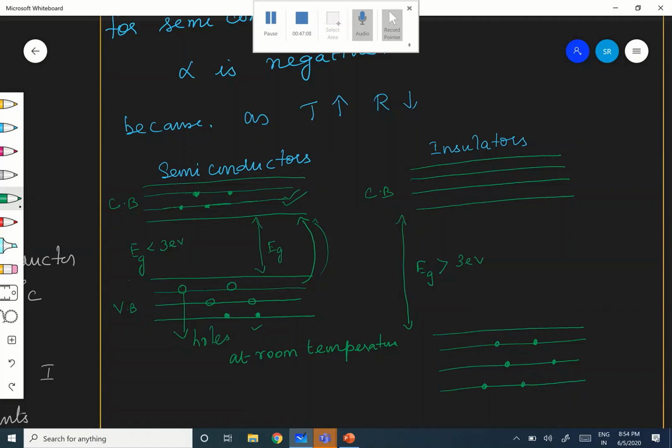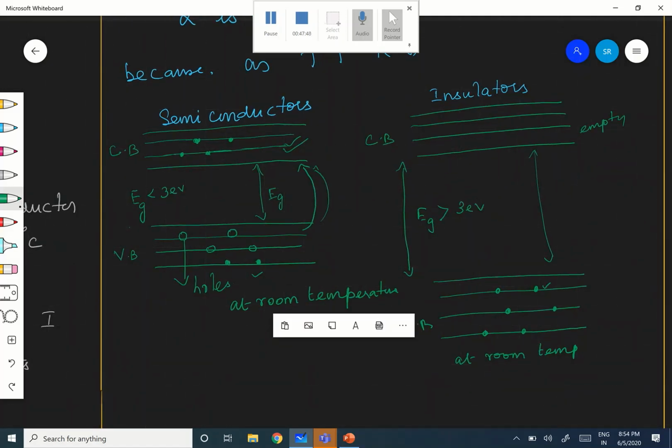So even at room temperature, the electrons in the valence band cannot overcome this gap of 3 electron volt, and they cannot jump to the conduction band. Therefore, at room temperature the conduction band is empty. There are no electrons at all. Are you following? This is at room temperature. Now, let me go to the next step.